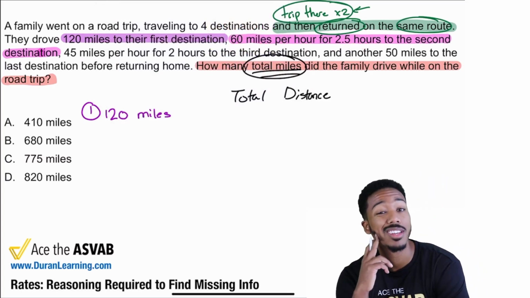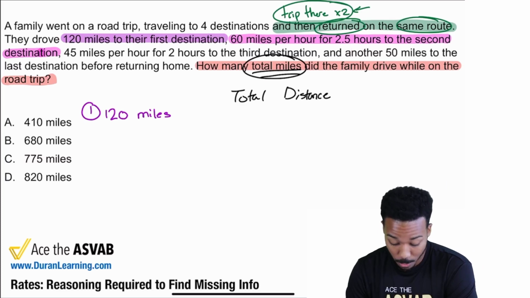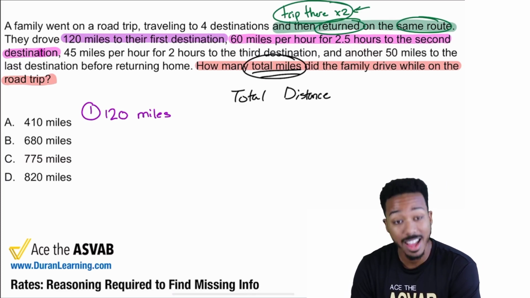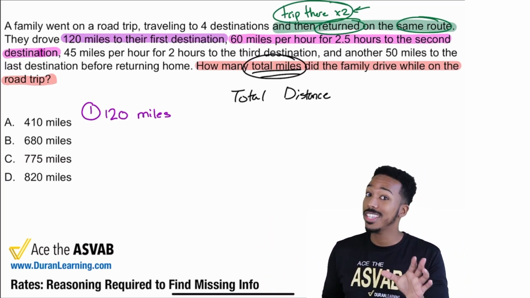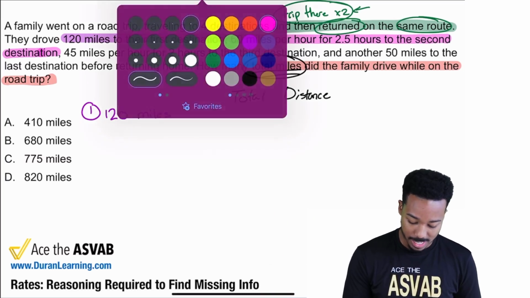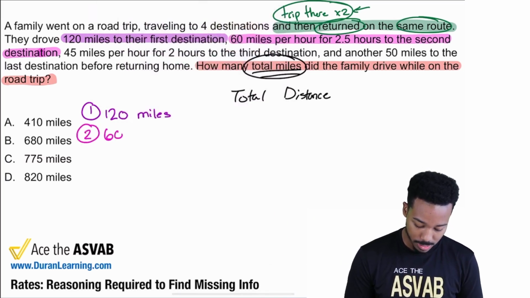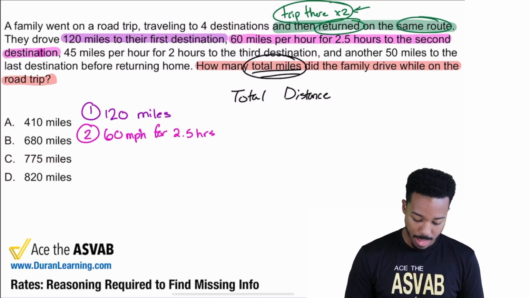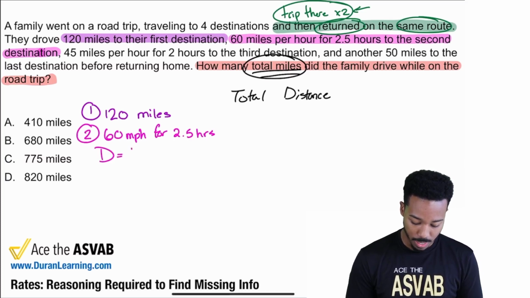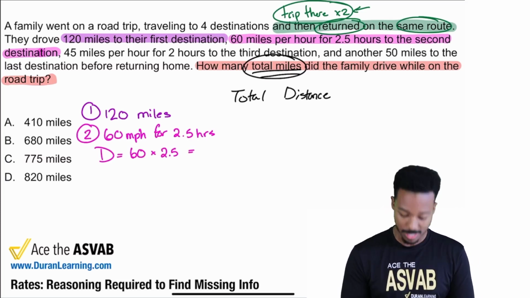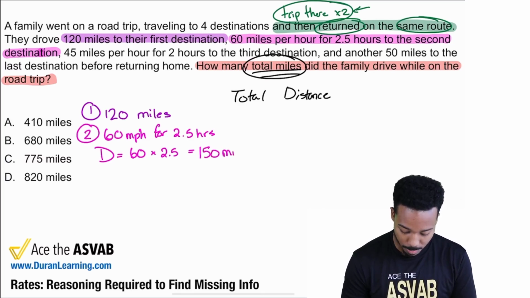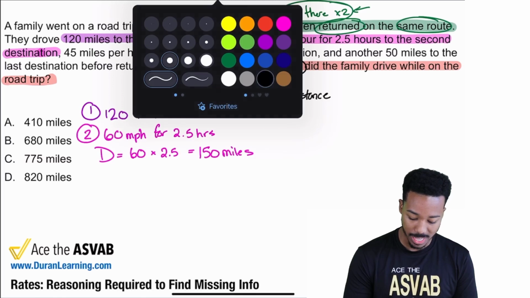What was the formula again? Distance equals rate times time, right? Here's my rate. Here's my time. I can multiply those together to find the distance for that second destination. I hope we see that, and if you don't, rewind again. For that second destination, we're going 60 miles per hour for 2.5 hours. To find the distance, we get 60, the rate, times 2.5 hours, the time. 60 multiplied by 2.5 is 150. So, boom, 150 miles. That is the distance for that second destination.